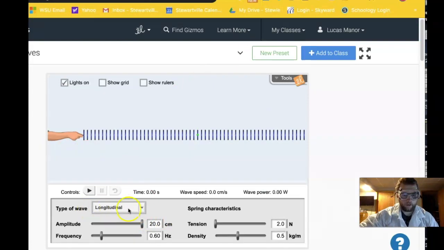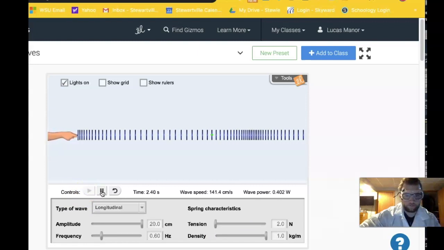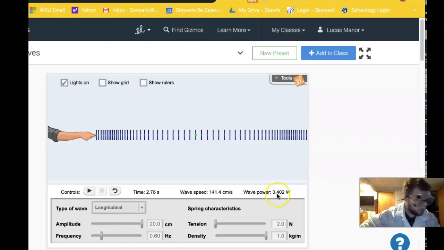All right, we have selected longitudinal. We have an amplitude of 20. We have a frequency of 0.6. We have a tension of 2 newtons, and we have a density of 1 kilogram per meter. All right, we are going to hit play. And our power is 0.402 watts. Okay, so our answer for 5A is 0.402 watts.